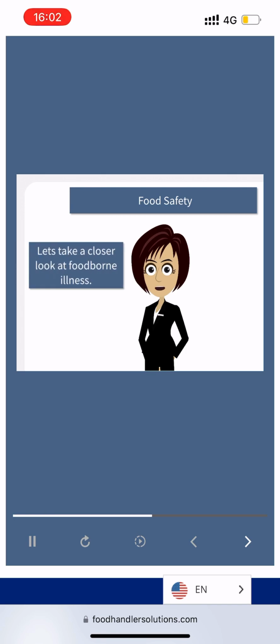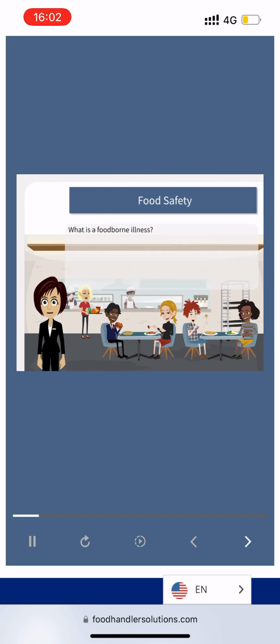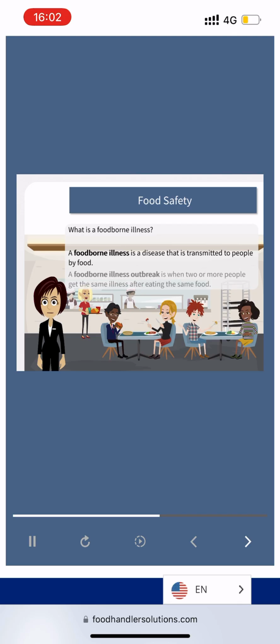Let's take a closer look at foodborne illness. What is a foodborne illness? A foodborne illness is a disease that is transmitted to people by food. A foodborne illness outbreak is when 2 or more people get the same illness after eating the same food.